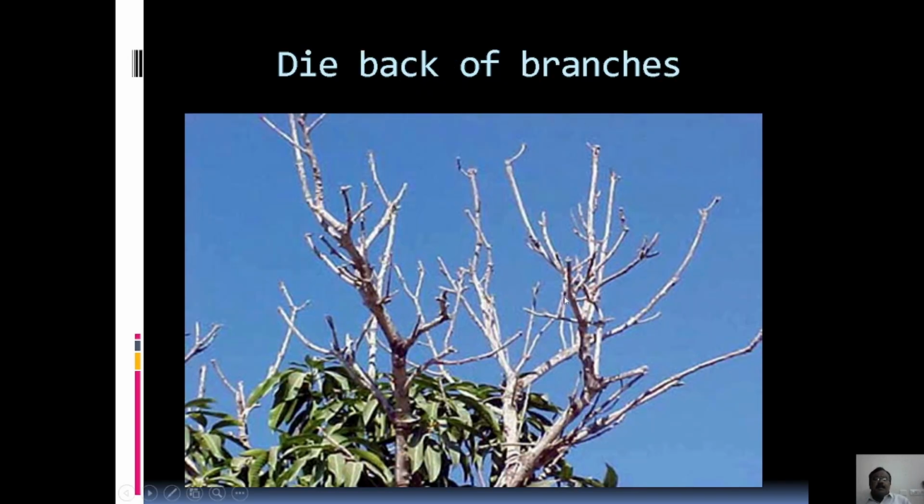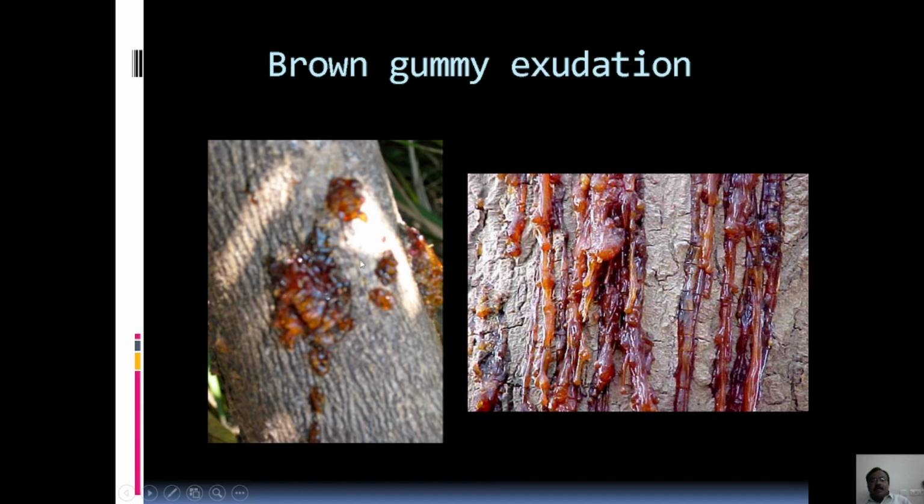This is the typical dieback symptom due to infection by Botryodiplodia or Lasiodiplodia theobromae, and this is the gummy exudation from the affected or completely dried stem portion.